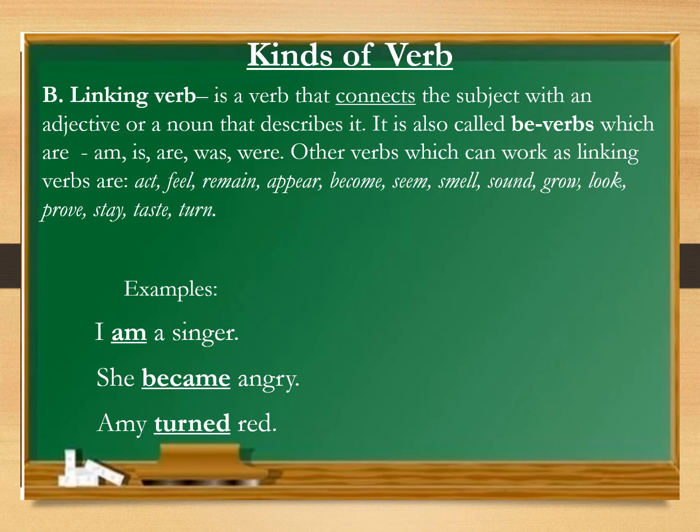Am connects the subject I with the noun singer. She became angry. Became connects the subject she with the adjective angry. Amy turned red. Turned connects the subject Amy with the adjective red.